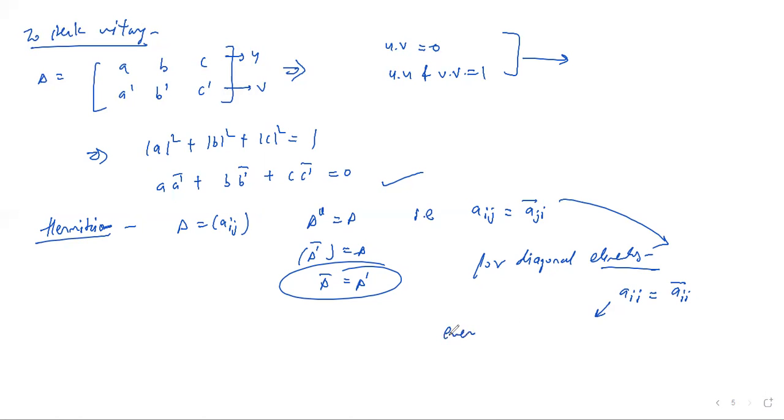Okay, so every diagonal element of a Hermitian matrix is real. Okay, now let's just see skew Hermitian.